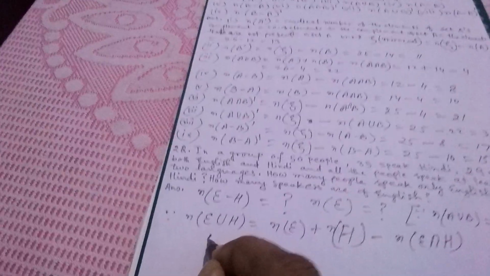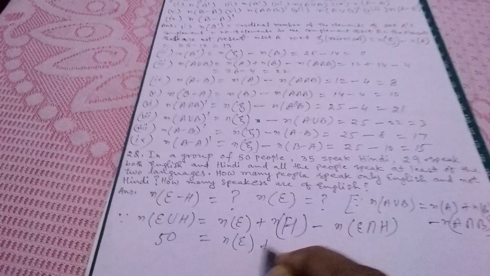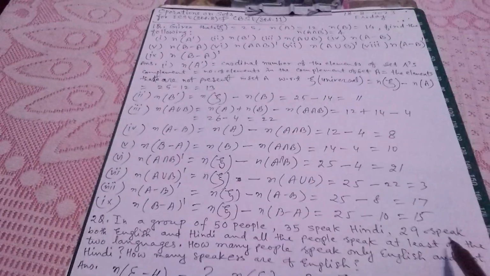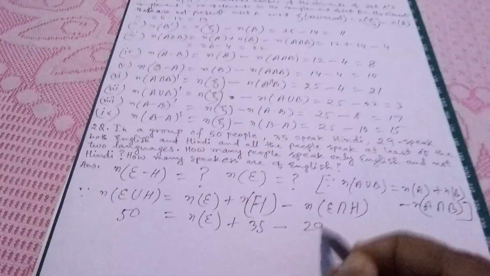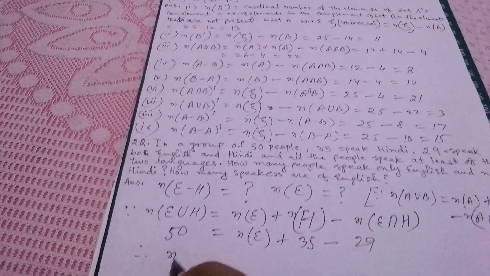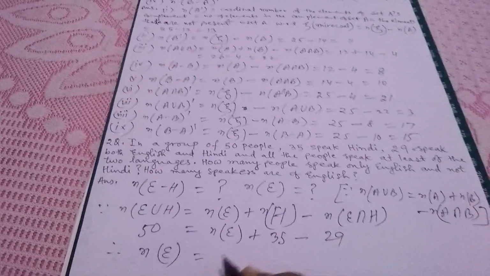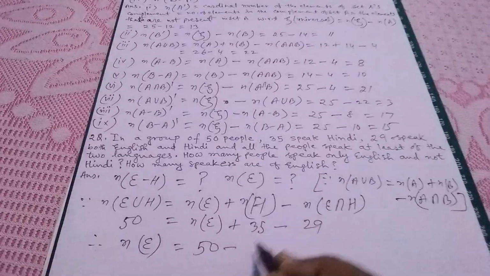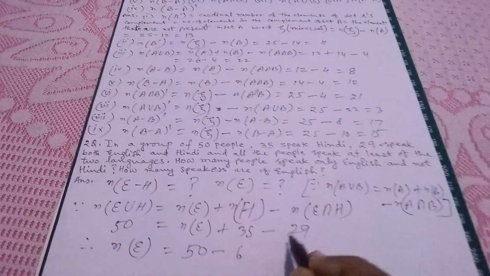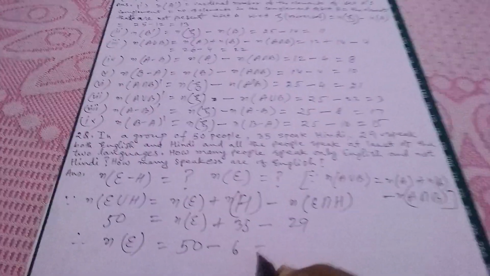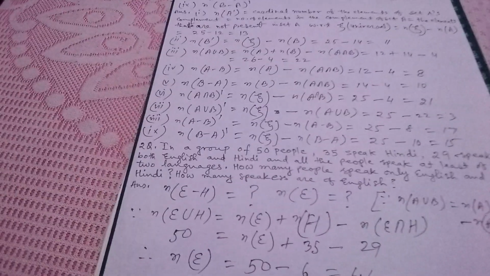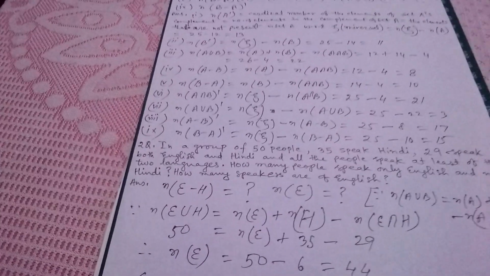So here you find total people are 50, E we don't know, the total number of Hindi speakers is 35, and speakers of both languages are 29. Therefore the number of English speakers equals 50 minus how much? 6, because 35 minus 29 is 6, and the 6 is coming from the left side, so it becomes minus. So that equals 44. Now we have to find the cardinal number of E difference H.